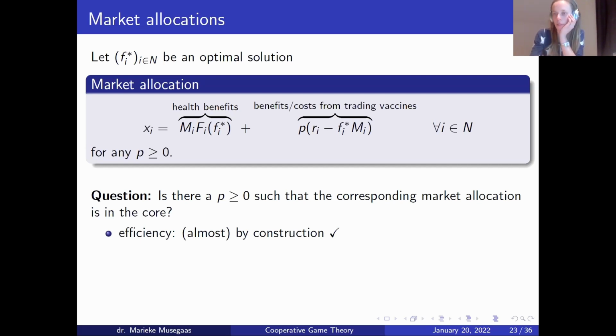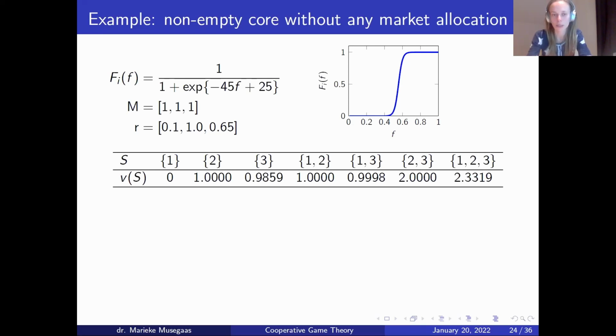Well, if it is a core element, then it needs to be efficient. Well, that is almost always true. Only in very weird cases, where you have a tie, is it not the case. So let's say that efficiency, believe me, is almost always satisfied by construction. But stability is not. So you still need to look for what value of P your allocation is stable. Okay, let's focus on that.